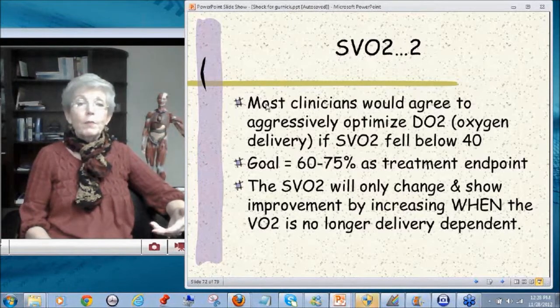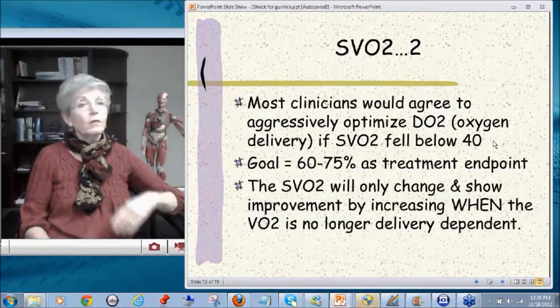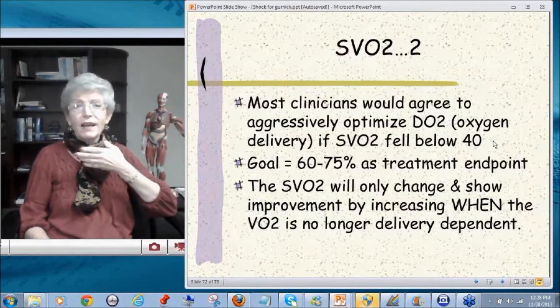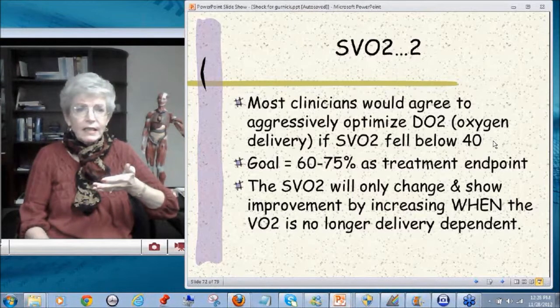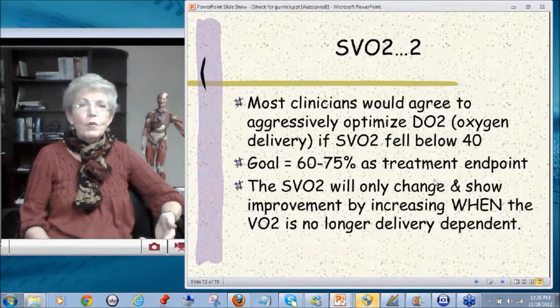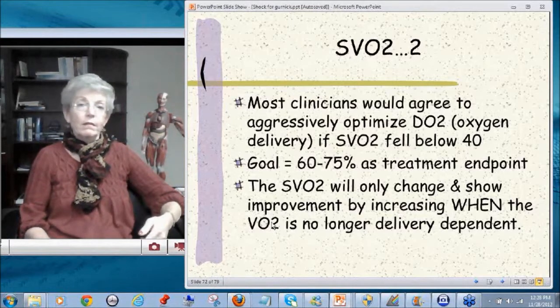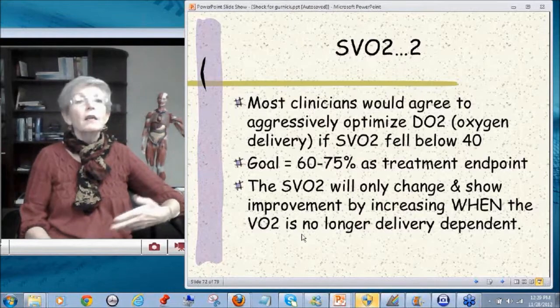So at any rate, most clinicians would agree to aggressively optimize oxygen delivery if the SvO2 fell below 40. That's really, really abnormally desaturated. It goes out at 95 to 100%. It normally comes back near 75 to 80%. So the goal, as a treatment endpoint, would be to get it to at least 60 to 75%. And the SvO2 will only change and show improvement when the consumption of oxygen is no longer delivery dependent.